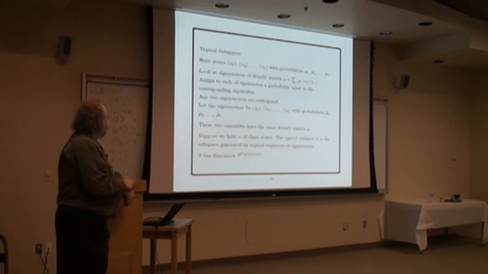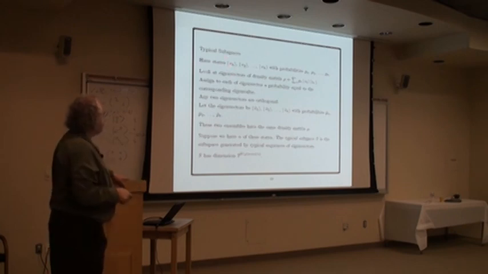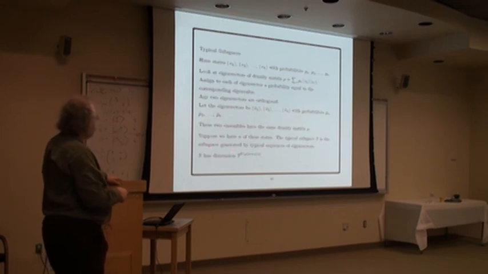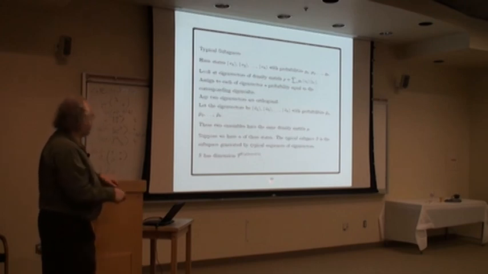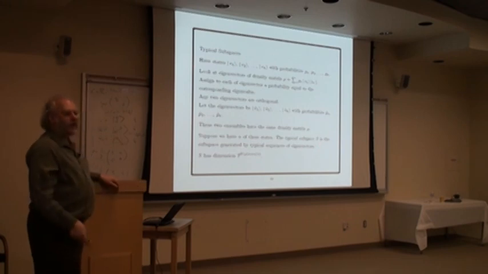So suppose we have n of these quantum states. So we have n states drawn from this probability distribution. The typical subspace is a subspace that is generated by all typical sequences of eigenvectors. So the typical subspace is a subspace such that typical sequences of eigenvectors are its basis. And the typical subspace has dimension 2 to the entropy of rho times n plus a little o of n, just because that's how many typical sequences of eigenvectors there are.